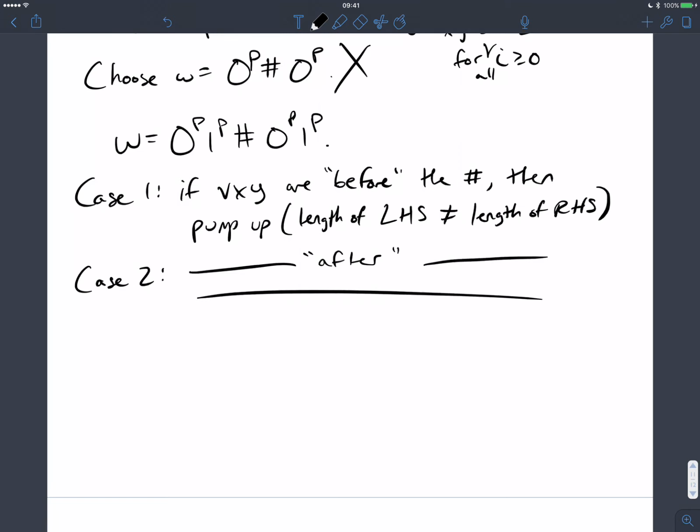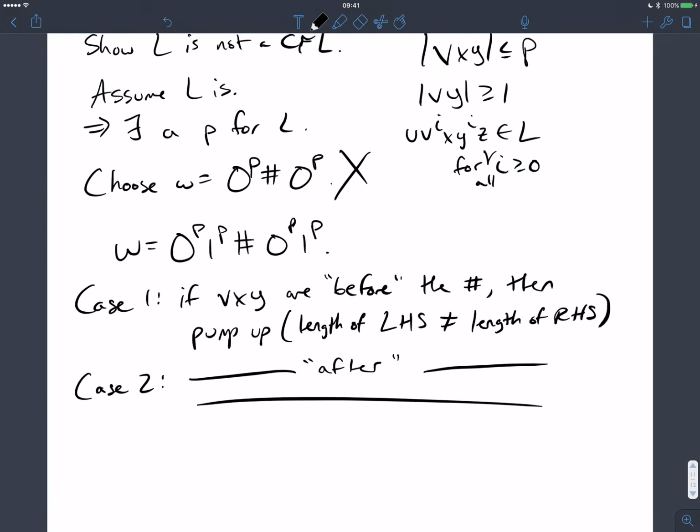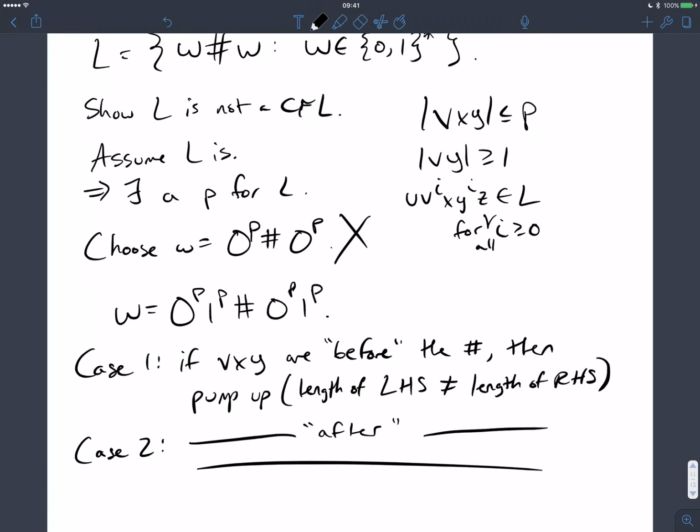Would you have to pump on the pound sign? We have to consider that, yeah. How can vxy be after? The length of vxy is at most p, but we have these u and z strings on the left and right side where we don't constrain their lengths. We only constrain the middle 3 parts. Yeah, so it can be anywhere in the string. So the other ones can be empty? You mean u and z? Yes, for sure.